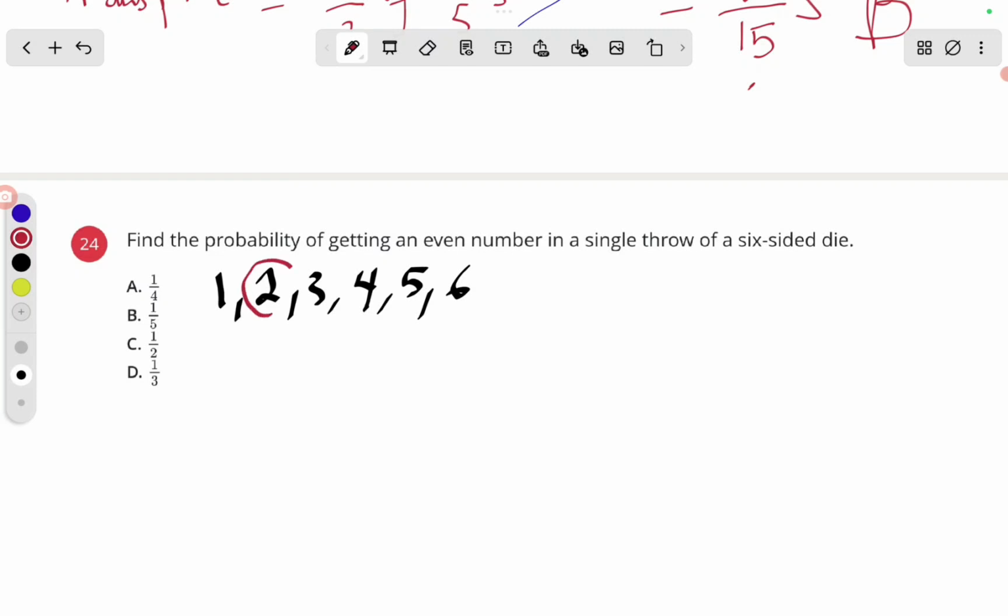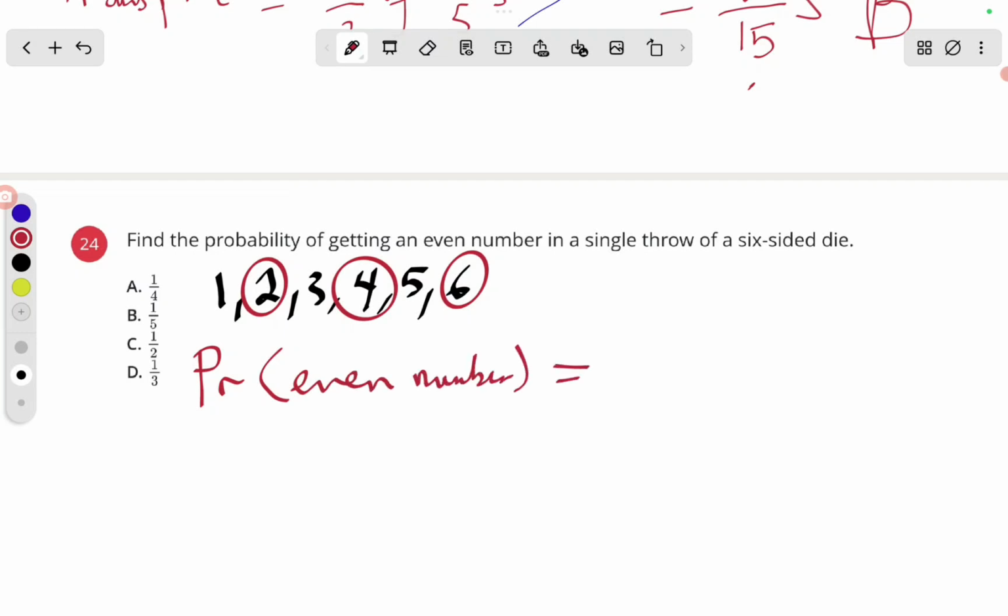We have 2, we have 4, and 6. Now to get the probability of having an even number, this is very simple. The probability now of an even number.